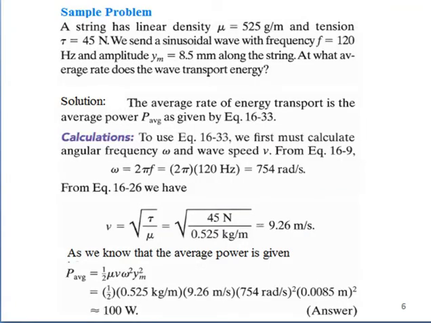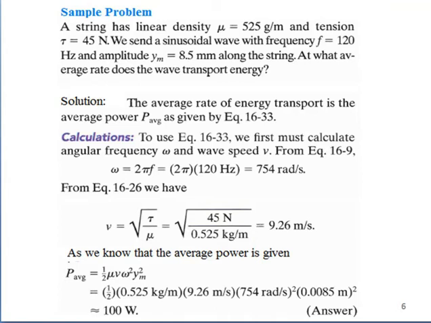Now let us discuss a sample problem on this topic. Consider a string that has a linear mass density of 525 gram per meter, and tension tau is equal to 45 Newton. You can represent this tension by tau, by T, or by F. Actually it is the force.